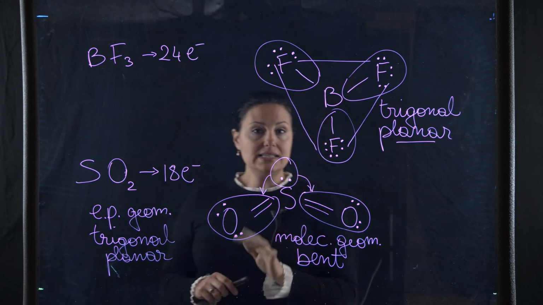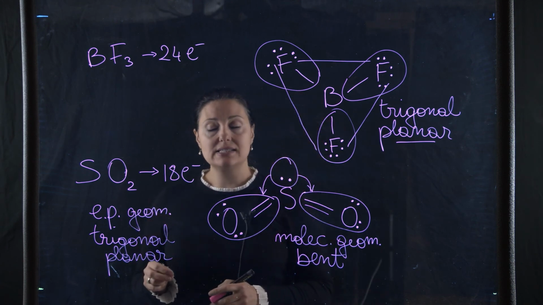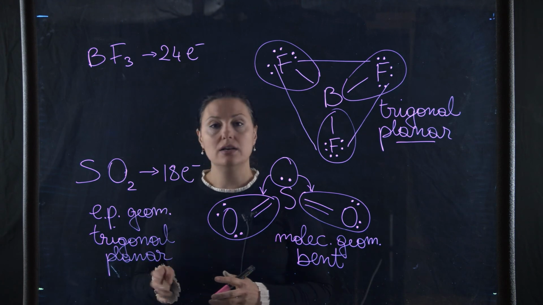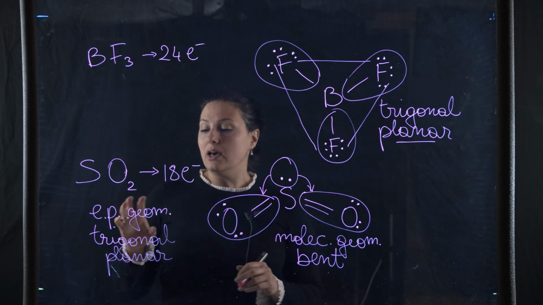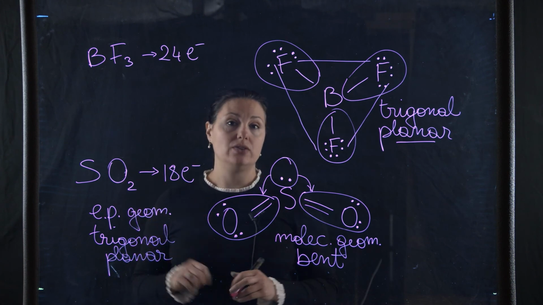I will erase this, and then we will talk about the very last geometry that we will deal with in this class anyway. That will be with 4 groups around the central atom.